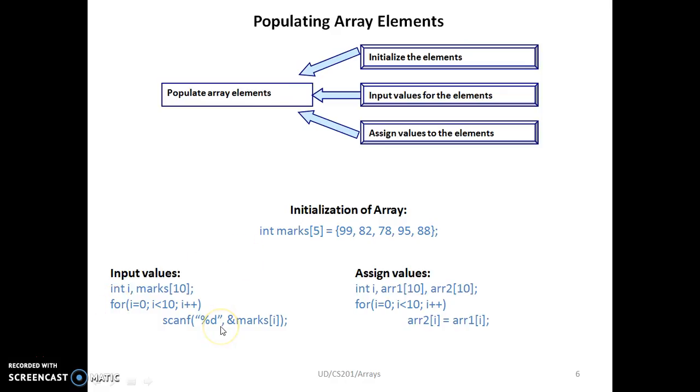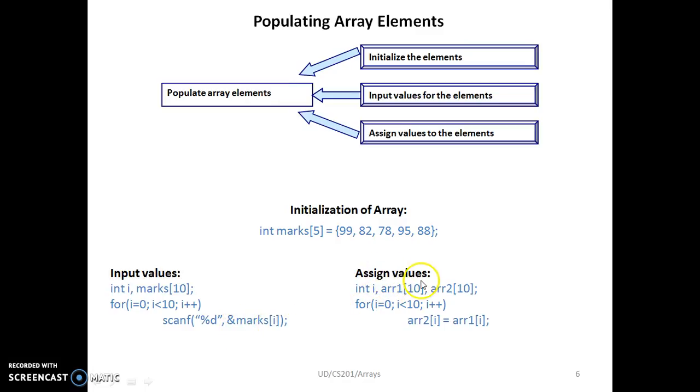It is also possible to take input for the array element directly. In this example, within a loop, it will get the input for marks[0], marks[1], marks[2], all these array elements. You have to use an ampersand so that it indicates an address.